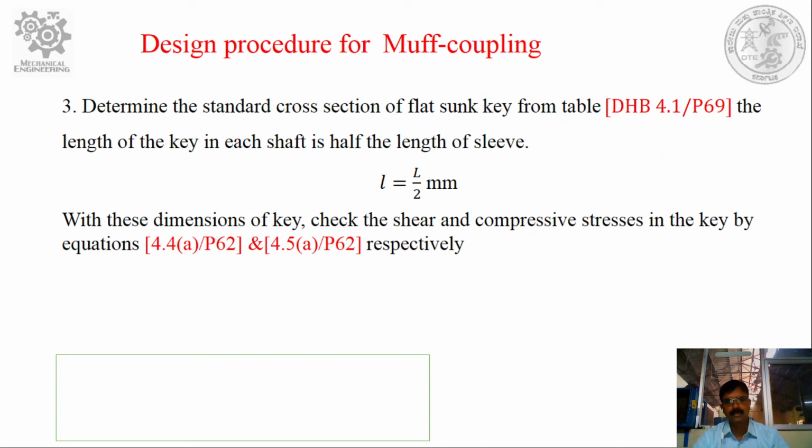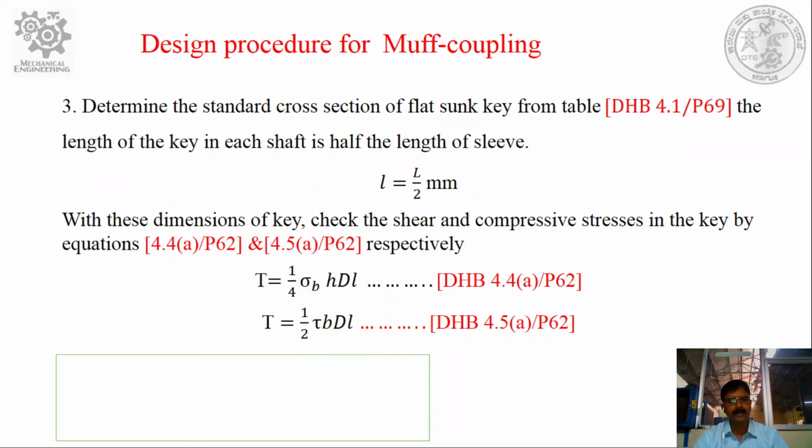Now we are going to check the induced stress from the following equation, the bearing strength of the key, that is T is equal to 1 by 4 into sigma B into h into d into l, where sigma B is the induced bearing pressure, h is the height of the key, d is the diameter of the shaft, and l is the length of the key.